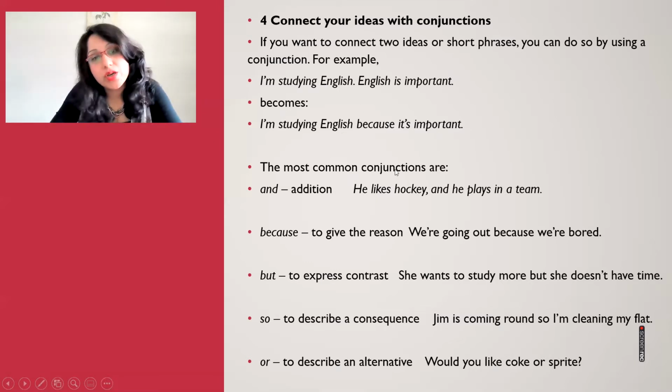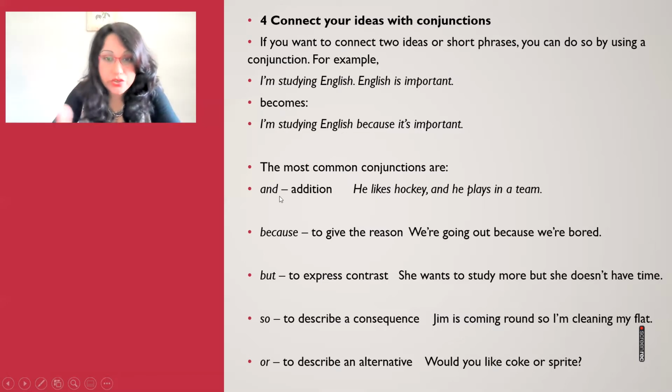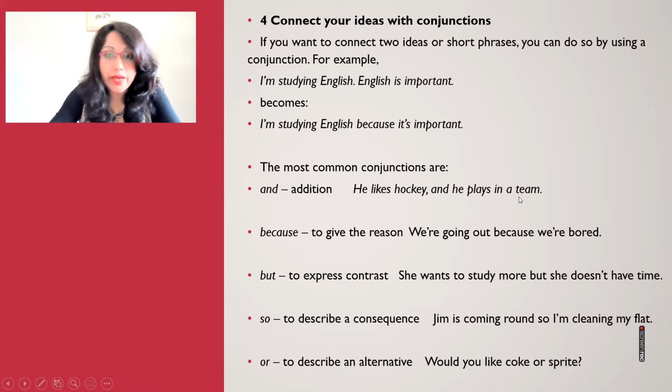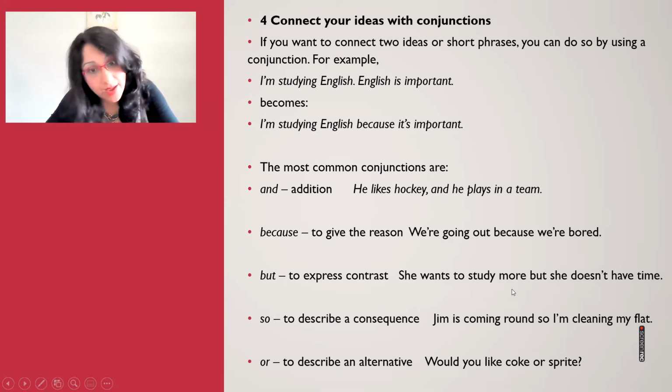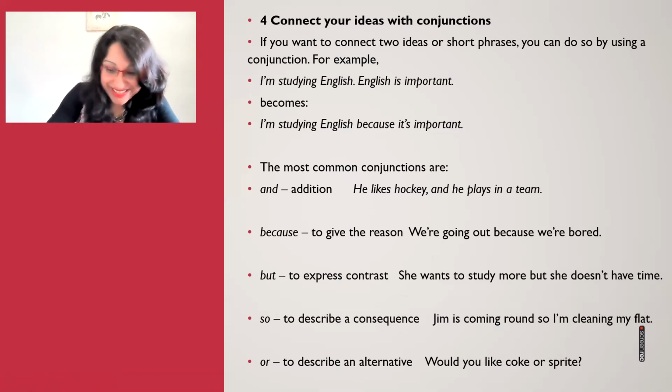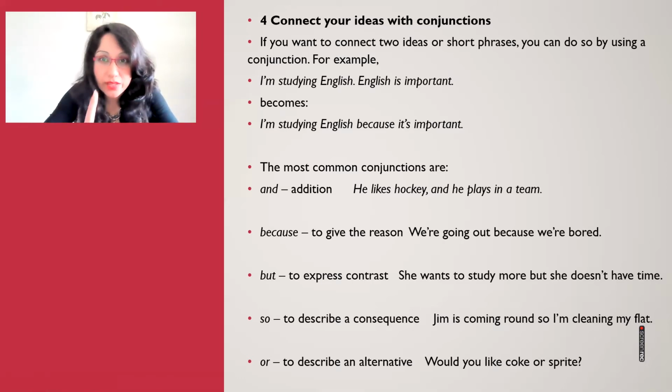together. The most common conjunctions are "and," which is used for addition. So he likes hockey and he plays in a team. So you are adding something, okay? "Because," to give a reason: we're going out. Why? Because we are bored. "But," to express a contrast: she wants to study more, but she doesn't have time. "So," to describe a consequence: Jim's coming round, so I'm cleaning my flat. We have "or" to describe an alternative. So would you like Coke or Sprite? Well, I prefer Coke. All right, so connect your ideas with conjunctions and use the right ones.